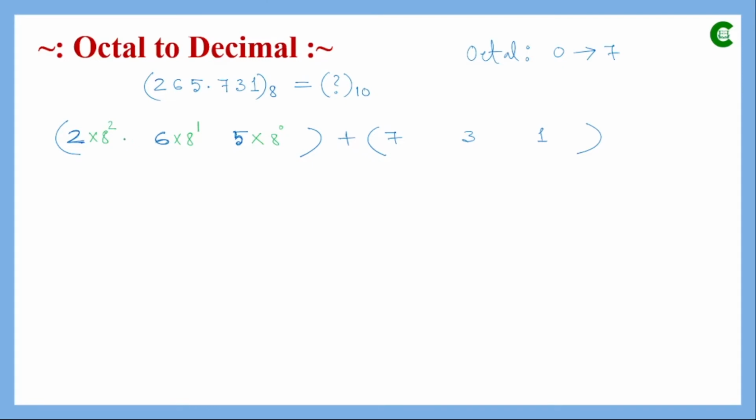Then what we did in case of binary number system, we added all these terms. So here also we will be adding all these terms. Next in the fractional part, it will be multiplied by 8 to the power minus 1, multiplied by 8 to the power minus 2, and similarly 8 to the power minus 3, and we will be adding all these terms.